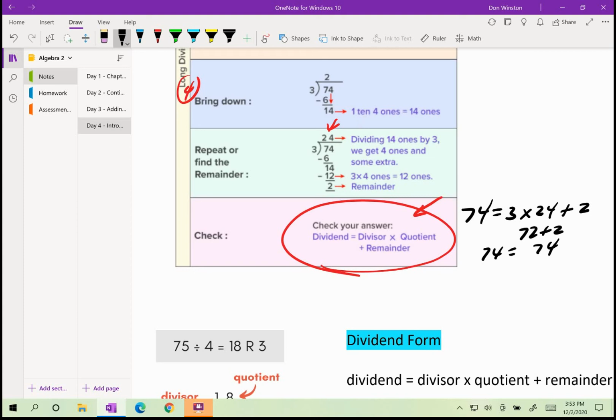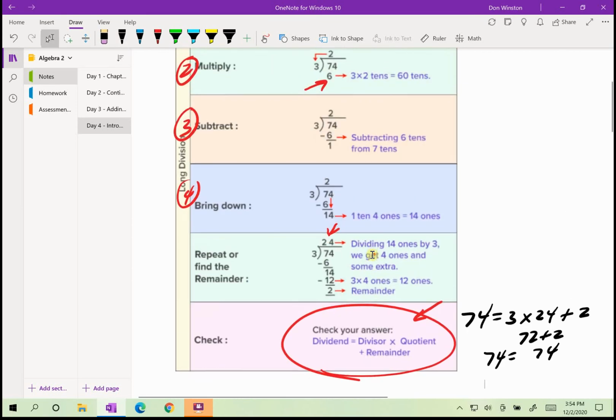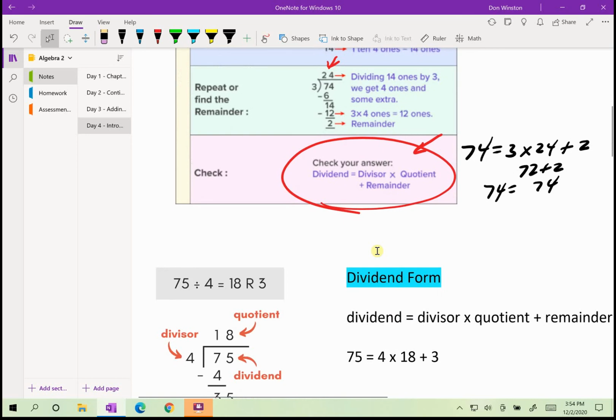Okay, so that's one way. I'm sure you were never taught to check your answer that way. I kind of remembered way back. Of course, that was almost 45 years ago. Okay, I kind of remember that, though. Okay, so that's one way you can check. So let's take a look at the dividend form, which is going to be really, really important for us tomorrow.